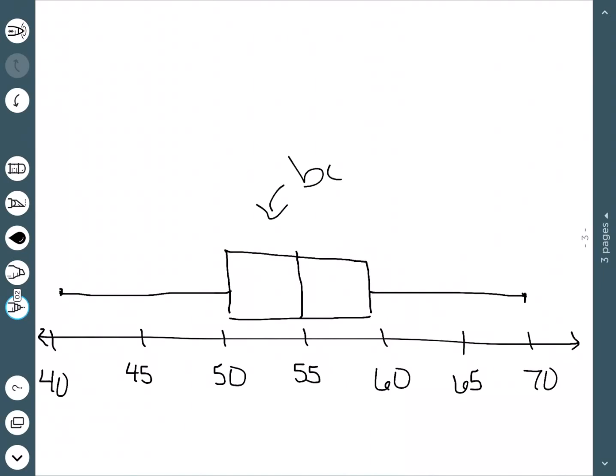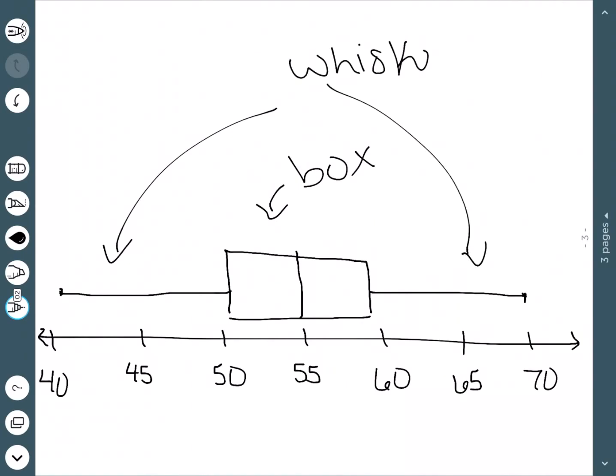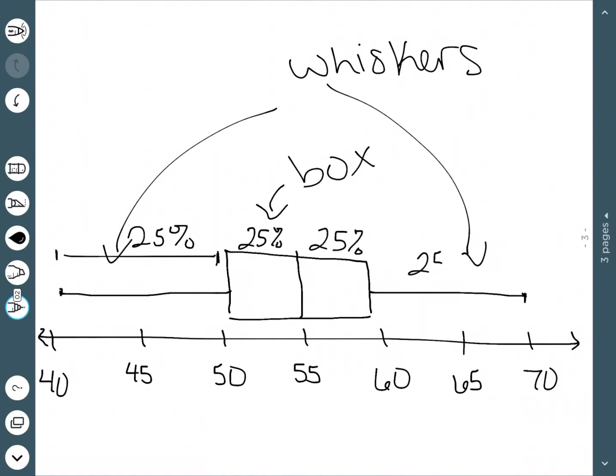And it's called that because we have a center box, and these 2 side lines are known as whiskers. The great thing about this graph is each portion of it represents 25% of the data. So you can see that between 41 and 51 is 25%. The first portion of this box is 25%, the second portion is 25%, and then the last whisker is 25%.